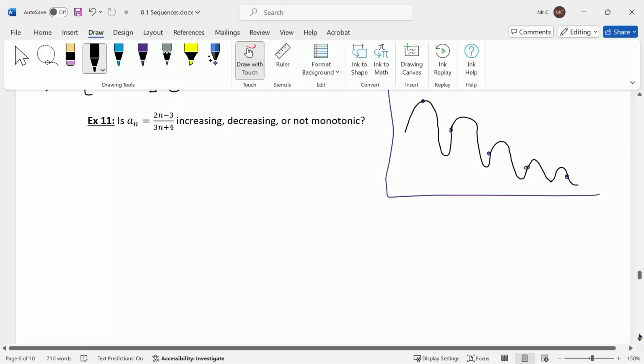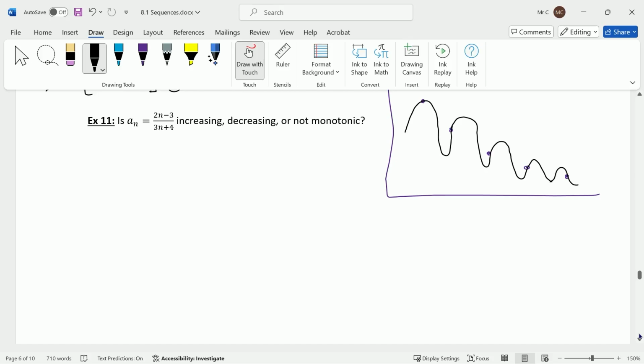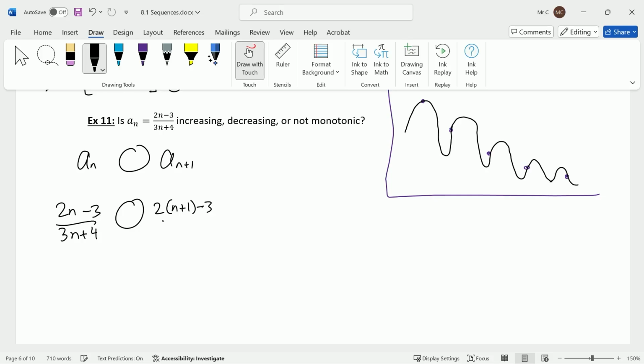Okay, with that in mind, let's tackle another example. Is a sub n equal to 2n minus 3 over 3n plus 4 increasing, decreasing, or not monotonic? And again, I'm going to look at comparing the two terms a sub n and a sub n plus 1. So I'm comparing 2n minus 3 over 3n plus 4 to 2 times n plus 1 minus 3 over 3 times n plus 1 plus 4.